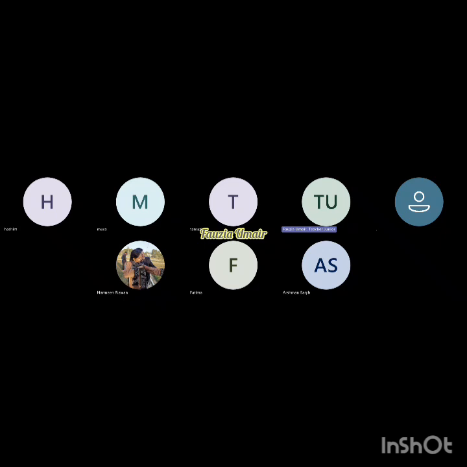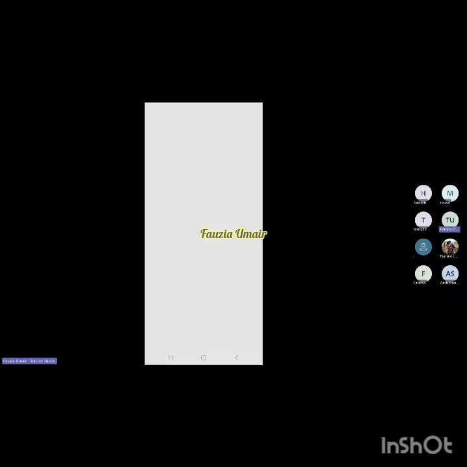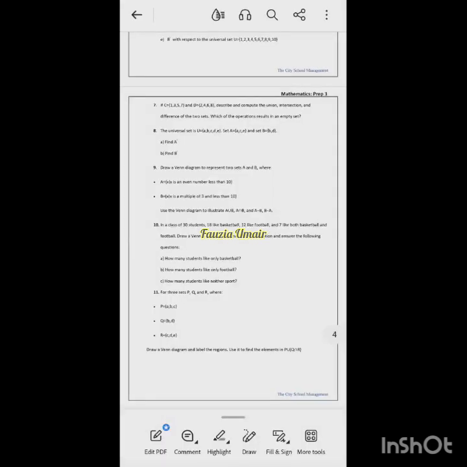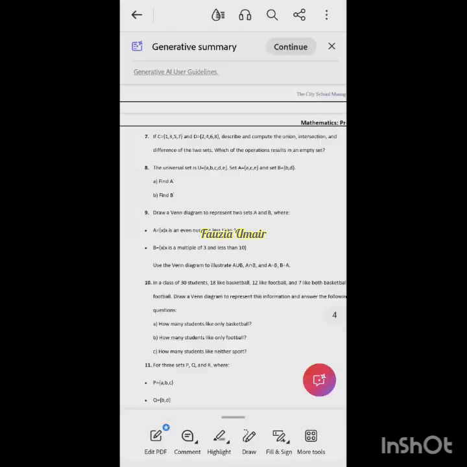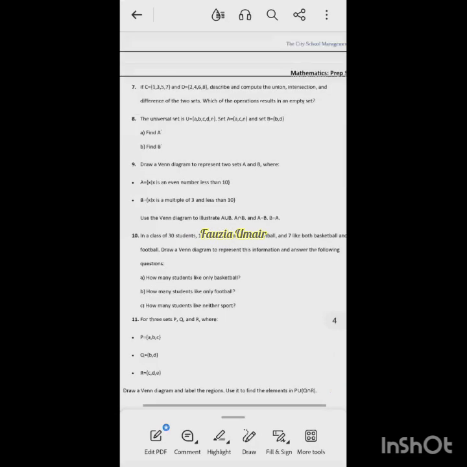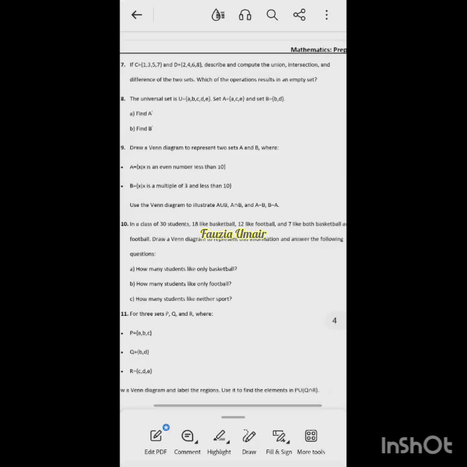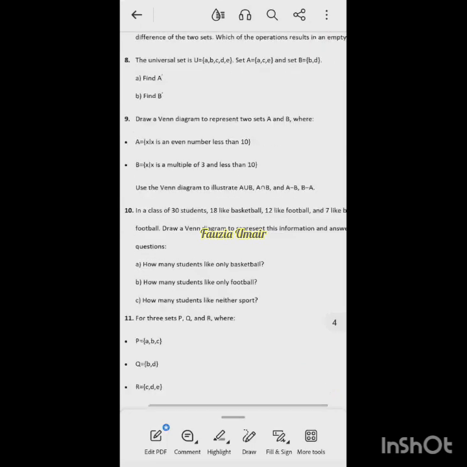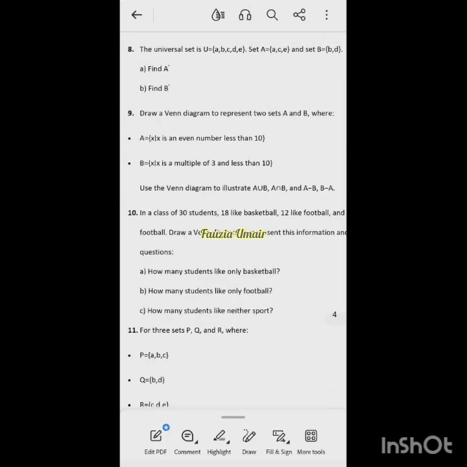So this was the worksheet which we were doing yesterday. We left at question number 9. Question number 9 is: draw a Venn diagram to represent two sets A and B, where set A is given. Although we wrote the elements yesterday, let's write down the elements again.